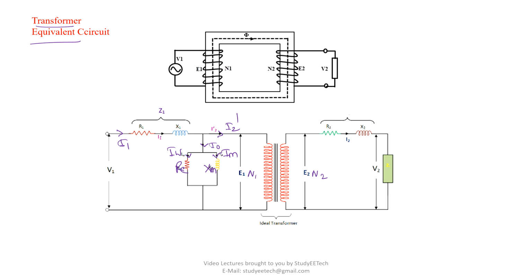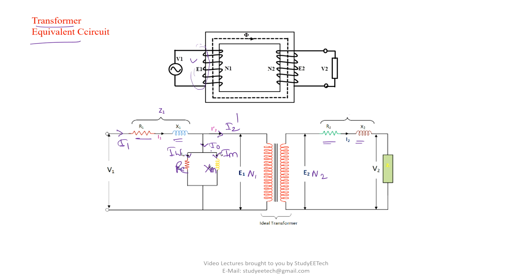Now look, I1 equals IO plus I2 dash, and IO equals IW plus IM. Clear? And these are the winding resistances. The primary side will have some resistance, and the secondary winding will have some resistance. The entire flux is not confined within the magnetic core, so there is some leakage flux linking only coil 1, which is represented as the primary leakage reactance. The same happens for the secondary side, so there is a secondary leakage reactance. So that is the equivalent circuit of the transformer.